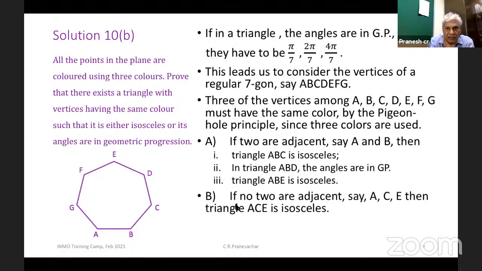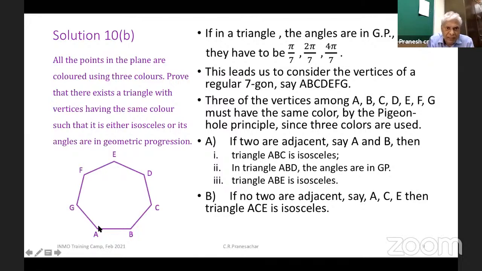If no 2 are adjacent, for example, we can take ACE. You see that AC is also isosceles because AC equals CE in this case. So this is an isosceles triangle. You don't have to take any other because if you take, for example, ACF, that also will be isosceles because AC equals AF. And all other cases will be similar.